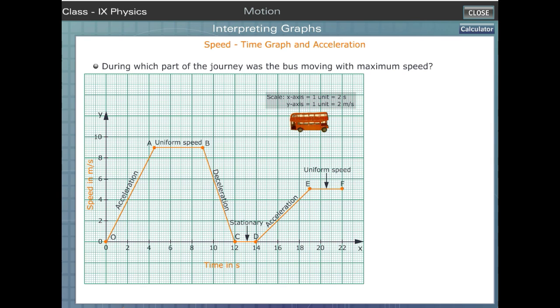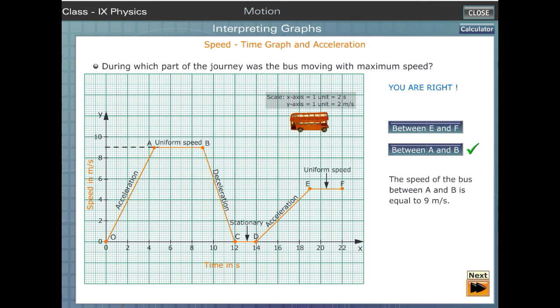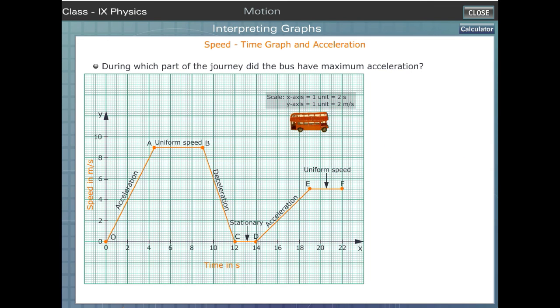During which part of the journey was the bus moving with a maximum speed? During which part of the journey did the bus have maximum acceleration? What is the acceleration between D and E?